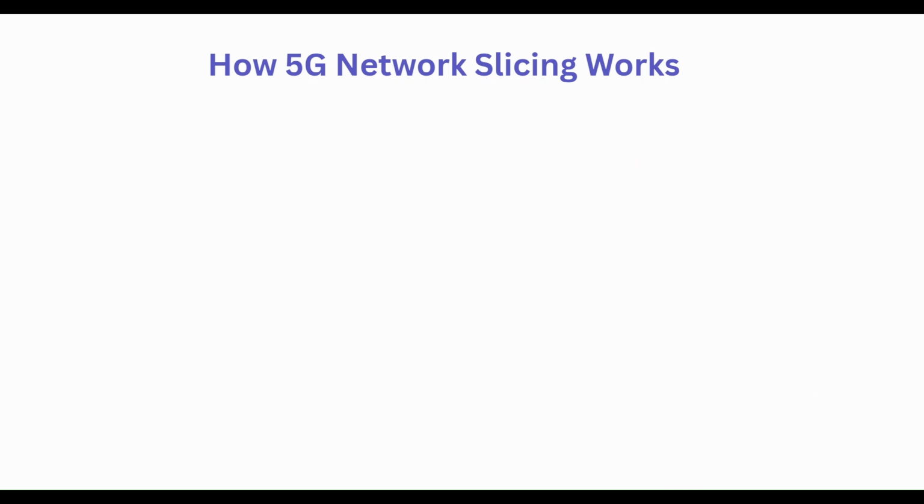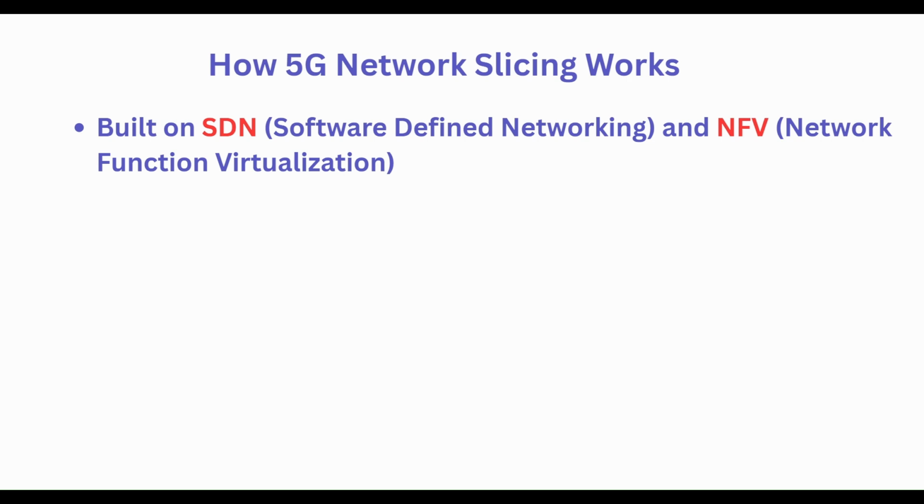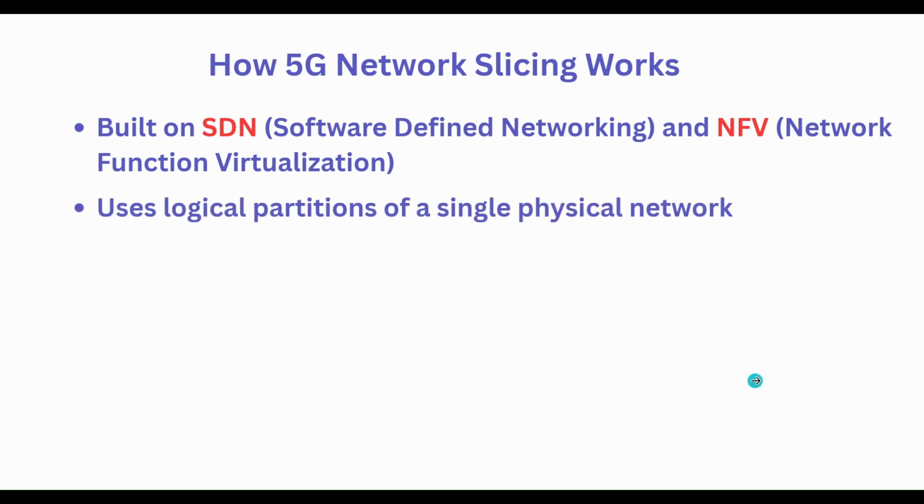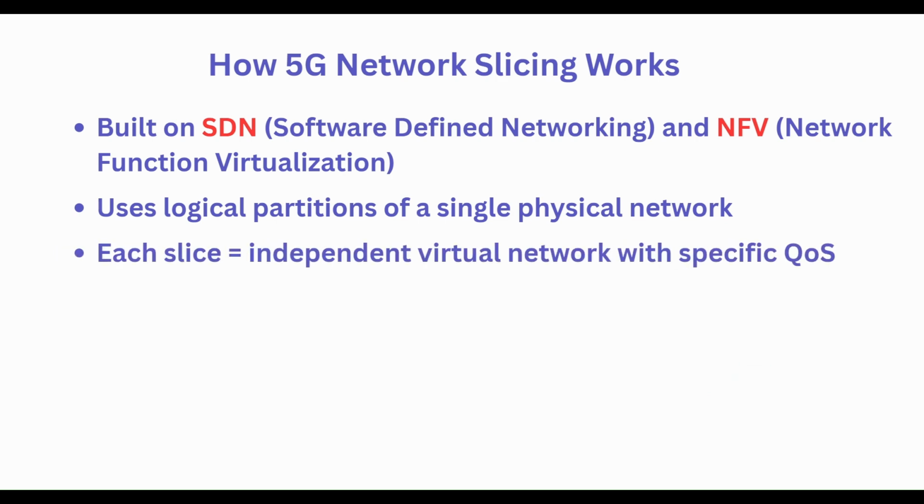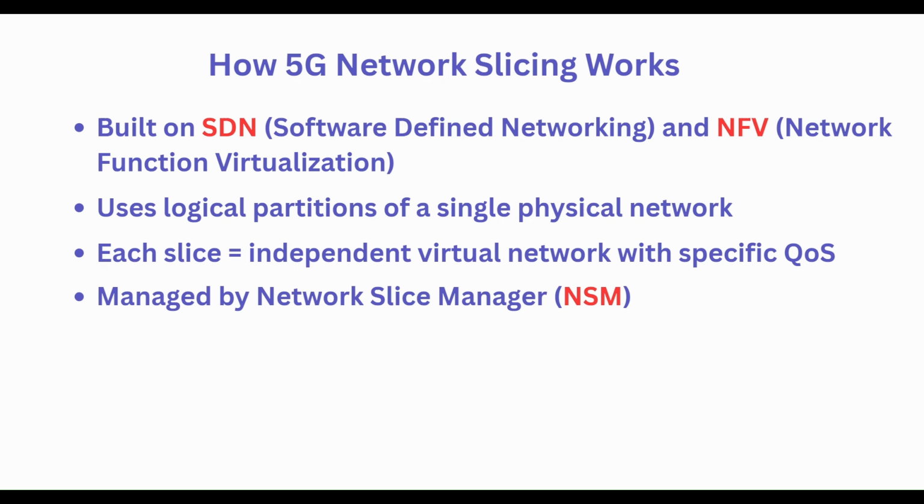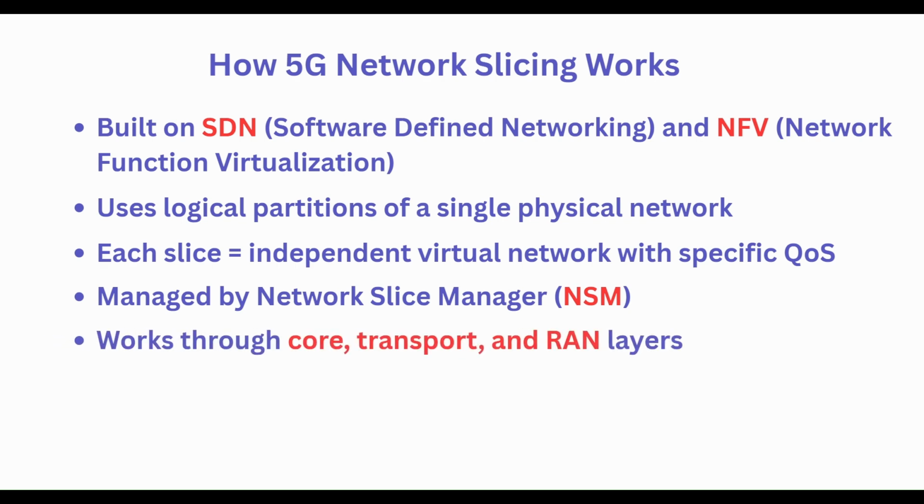Now, 5G network slicing works something like this. It is built on software-defined networking and network function virtualization. It uses logical partitions of a single network. Each slice is an independent virtual network with specific quality of service. They are managed by a network slice manager, and it works through the core, transport, and RAN layers.